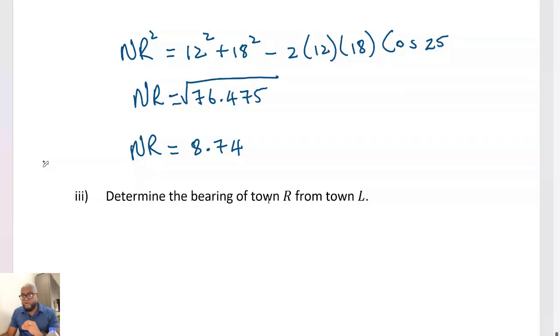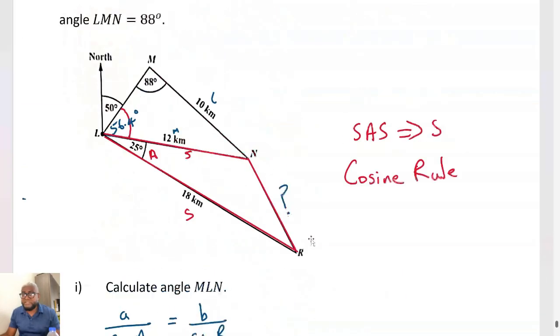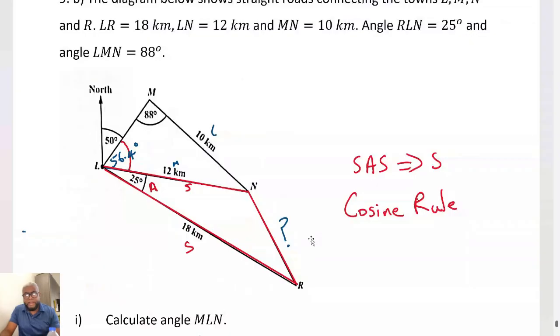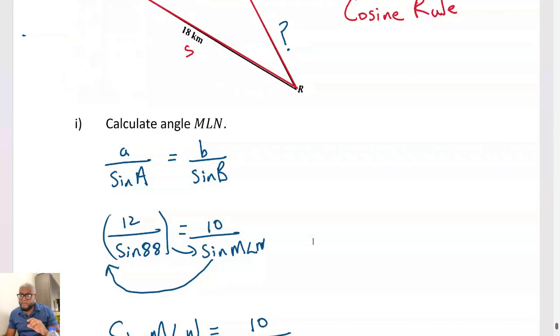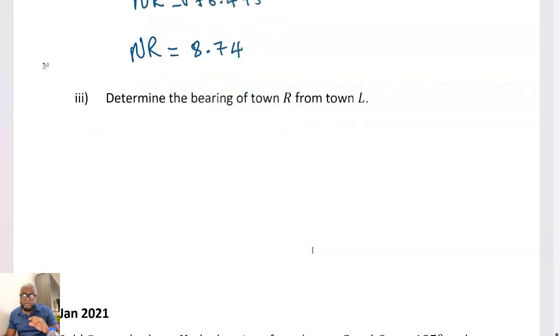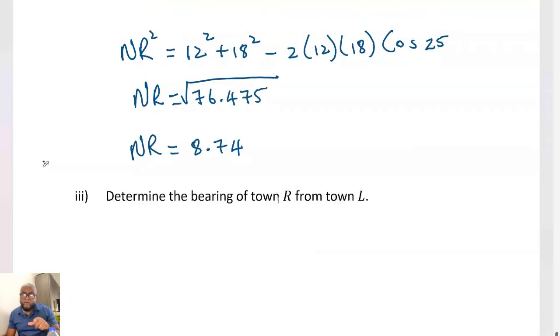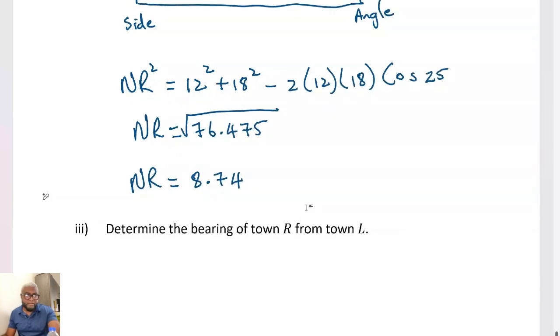Determine the bearing of R from L. Where are we coming from? We're coming from L. That's where the north line is going to be, right? So the bearing of R from L, right?